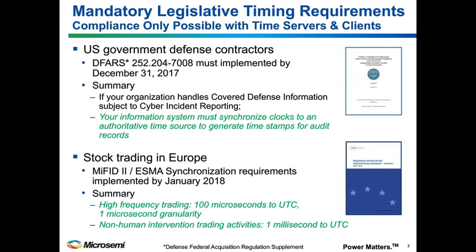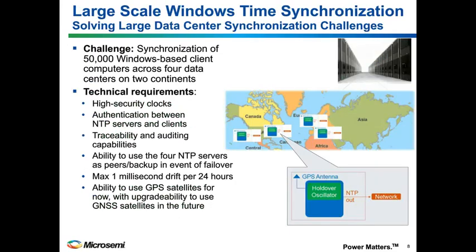So it brings up a notion of holdover. On this slide you can see an example of a large-scale Windows time sync. Here was an application with 50,000 Windows-based clients across 4 data centers on 2 continents. So it's a pretty diverse setup. They probably put a time server in each data center, at least a couple for redundancy. Everything has to be synchronized. Looking at their technical requirements, authentication and traceability. But I want to point out the bullet second from the bottom: max 1 millisecond for 24 hours. So that's a holdover requirement. If GPS were disconnected, by a cable fault or a lightning strike on the antenna, you still have to maintain accurate time across the network. And that comes down to a fundamental of clocks and how clocks work. I'll talk to that in a slide or two.